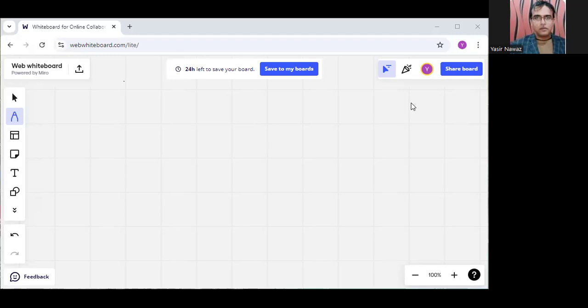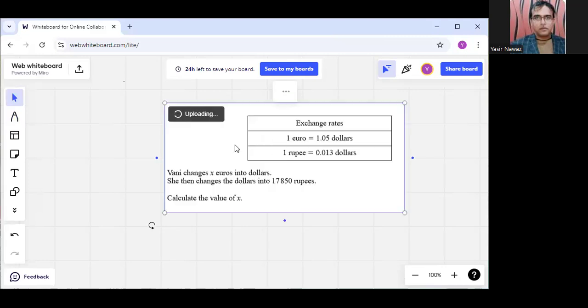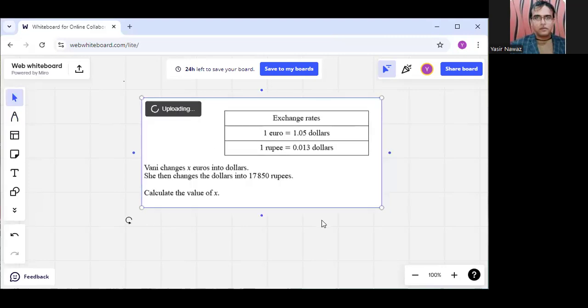So the next question is, I will bring the question on the board. So this is the next question. The question is, Vani changes X euros into dollars. She then changes the dollars into 17850 rupees. Calculate the value of X.